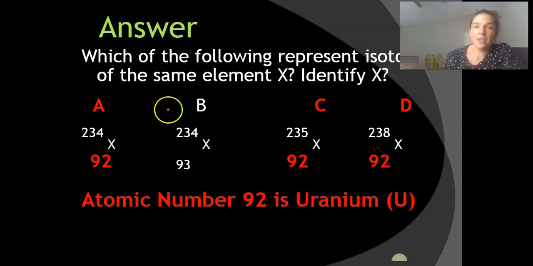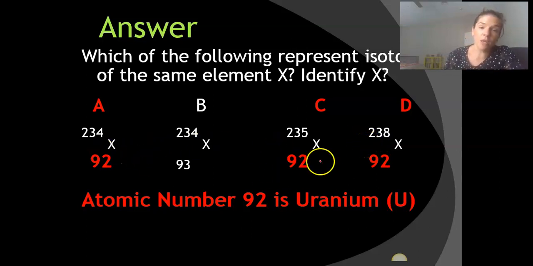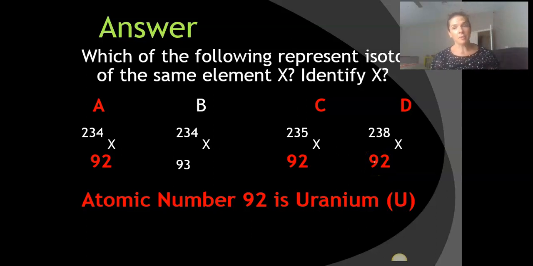All right, so these A, C, and D all represent isotopes of the same element. And we know that because they all have the same atomic number, right? When you change the atomic number, it means you're changing the protons, which means you're completely changing the element, okay? These three all have consistent atomic numbers, which means they're all the same element.